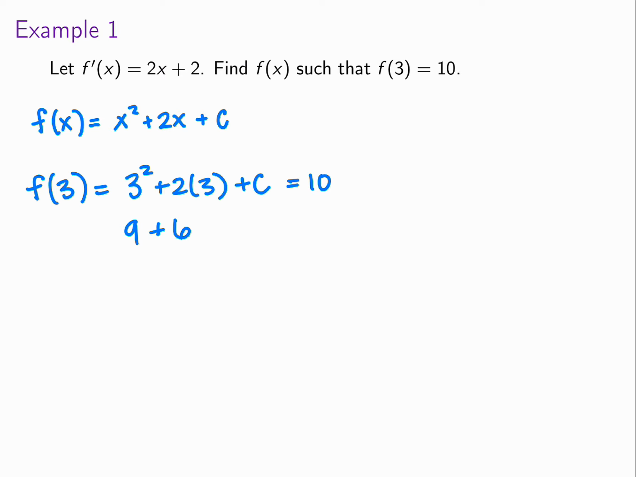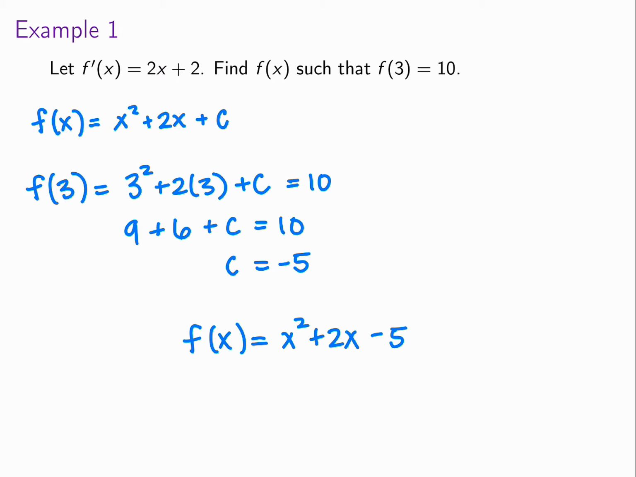So this is 9 plus 6 plus c equals 10. That tells me that c equals, 9 plus 6 is 15, if I move that over, negative 5. So c equals negative 5. So the particular solution that has these initial conditions, that f of 3 equals 10, is f of x equals x squared plus 2x, and instead of just plus c, the general idea, we're going to put a minus 5. That is the particular value of c that gives us the fact that f of 3 equals 10.